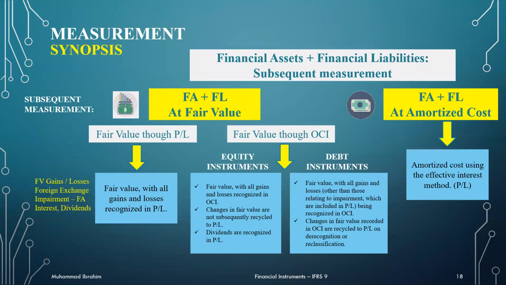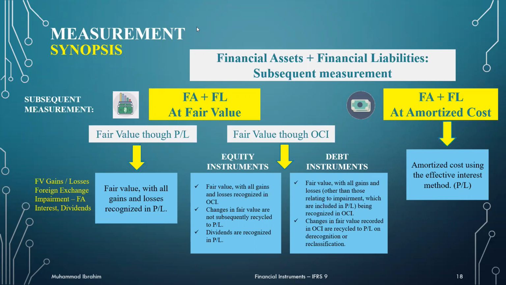So if you are classifying your financial asset or liability at amortized cost or fair value through OCI, then your initial recognition will be the fair value of that financial asset plus the transaction cost. Now comes the subsequent measurement. I just give a measurement synopsis here on your screen, so that we can understand the subsequent measurement of financial assets and financial liabilities.